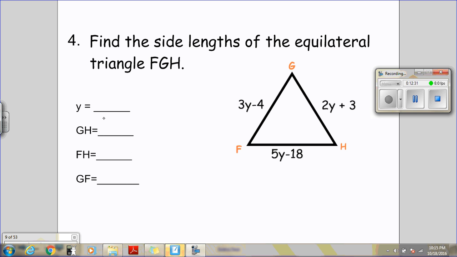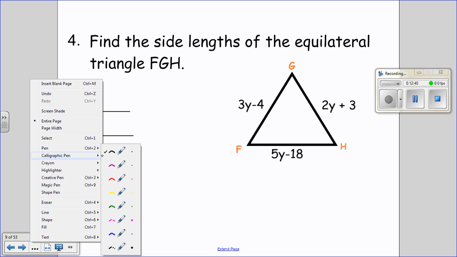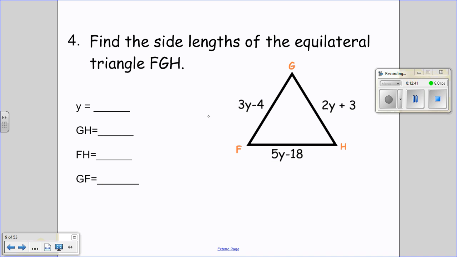Number 4 says find the side lengths of the equilateral triangle FGH. So again, equilateral means that all three sides are the same. So this side FG equals GH, which equals FH. So they're all three the same.